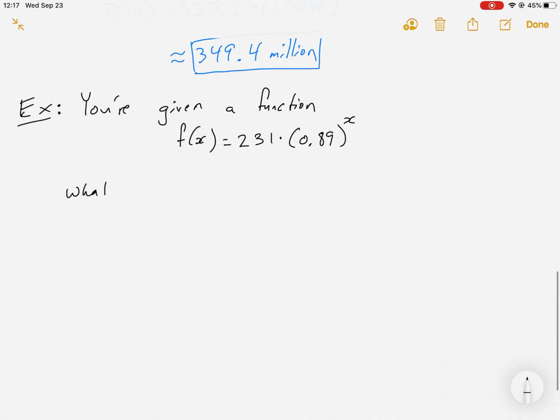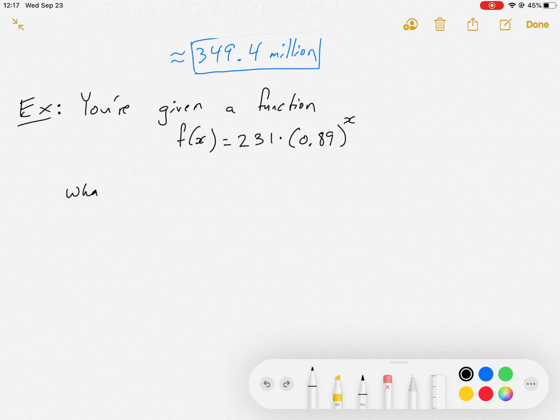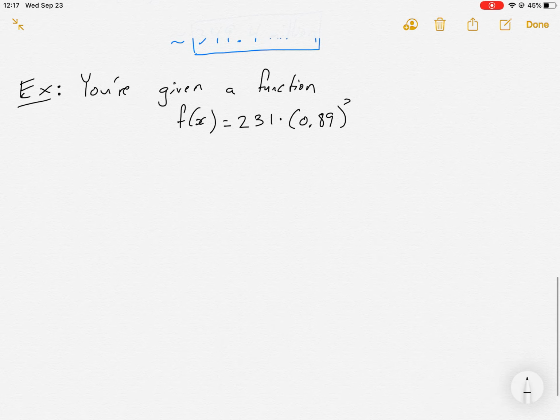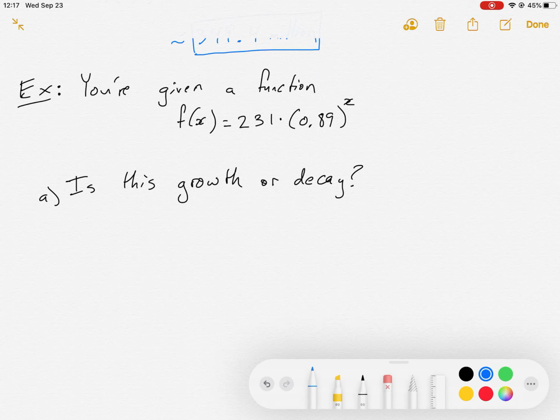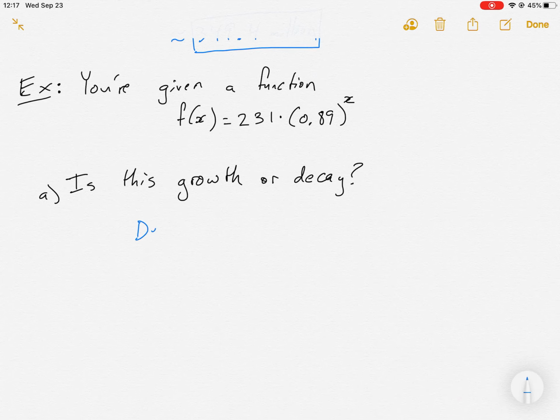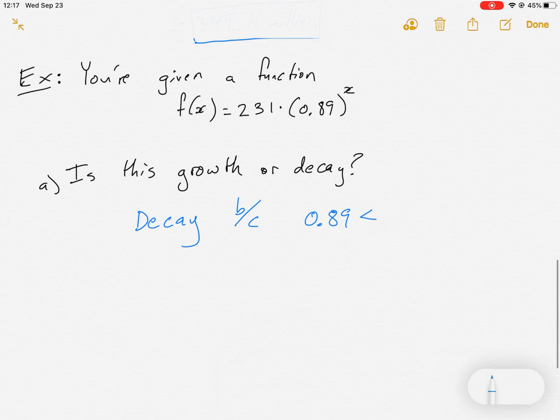And I just said, what is, no, first I would say, sorry about the confusion. First I would say something like, is this growth or decay, to which you would respond, well, Mr. Edwards, this is decay. And I would say, well, why is it decay? And you would say, well, that's decay because 0.89, which is B, is less than 1. So B is less than 1. And that's the definition for decay.